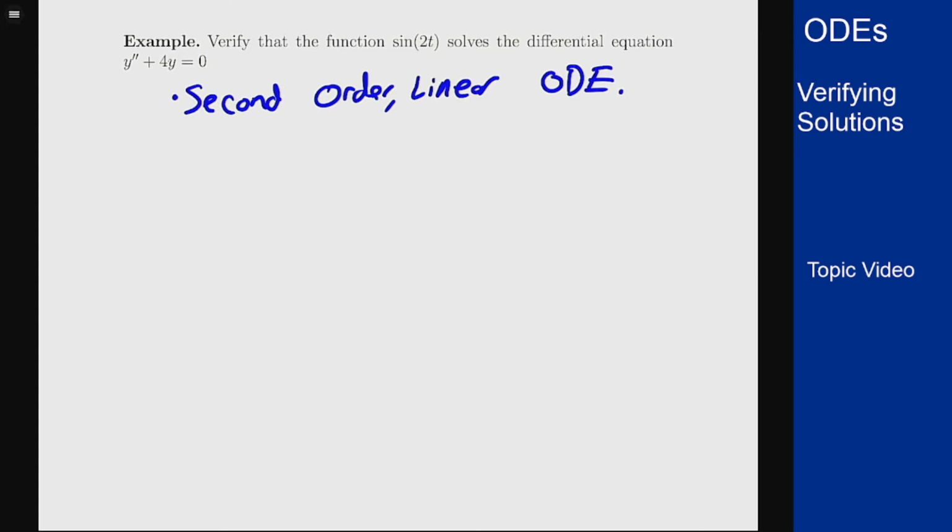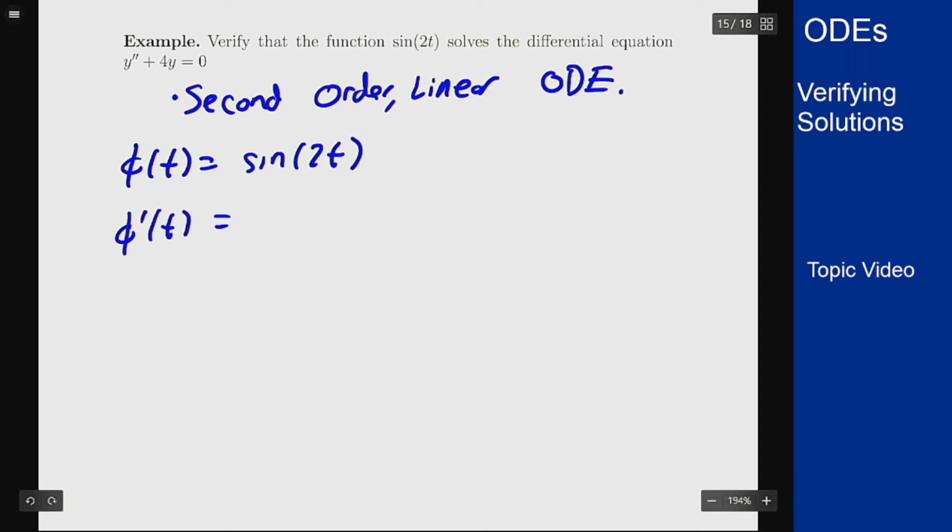So how do we verify? Well, I take my function phi, which is sine of 2t, and I take derivatives. So what's the first derivative here? Well, that's going to be 2 cosine of 2t. Don't forget the chain rule. And the second derivative will be negative 4, 2 times 2, sine of 2t.